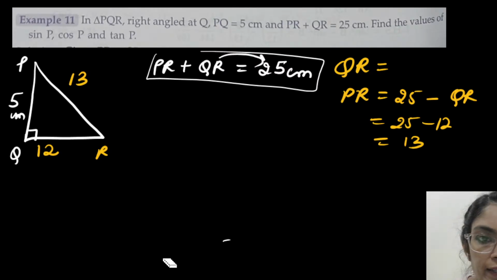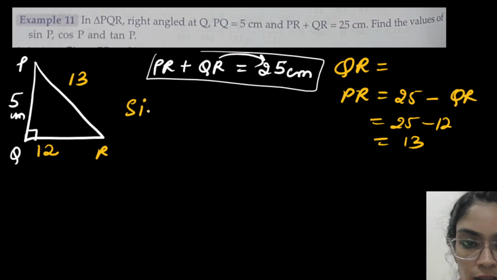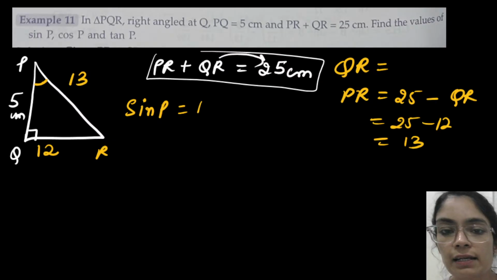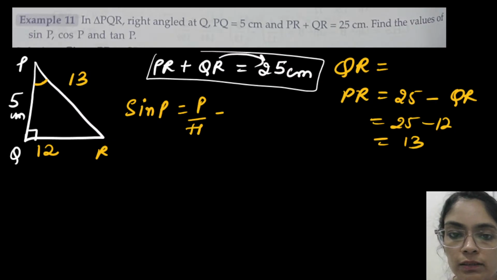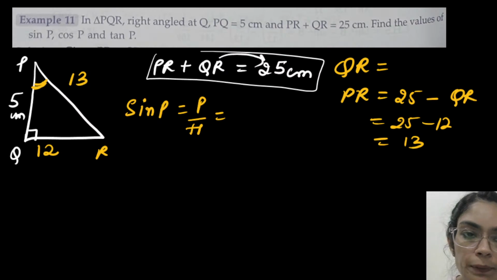So we have to find the value of sine P. Sine's formula we know: sine is perpendicular by hypotenuse. Perpendicular with respect to angle P. So perpendicular is the opposite side.